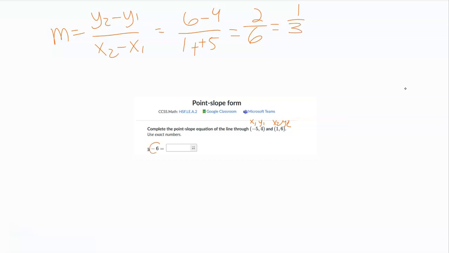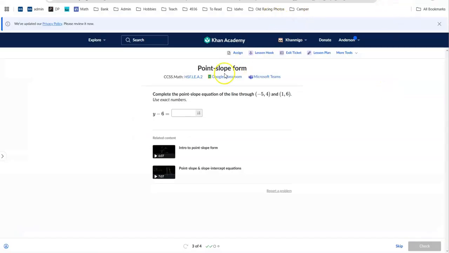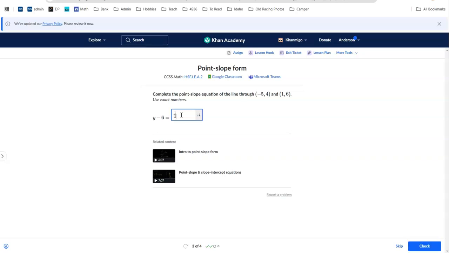Now look at the equation. We have a negative 6 here. So which point are they using? Are they using this one or this one? Well, it's that one, right? There's the 6. So the 1 will come in. Slope is 1/3. And then we have x minus our 1. So 1/3 times x minus 1, in parentheses. Okay, I'm done.